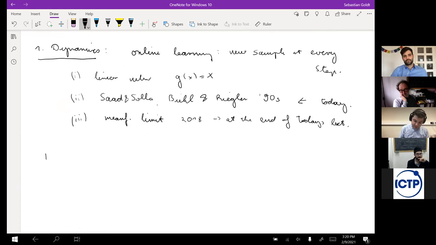going to be the test error of the neural network. We're going to call that epsilon g. And we're going to define this as the average over my data distribution of my network output.